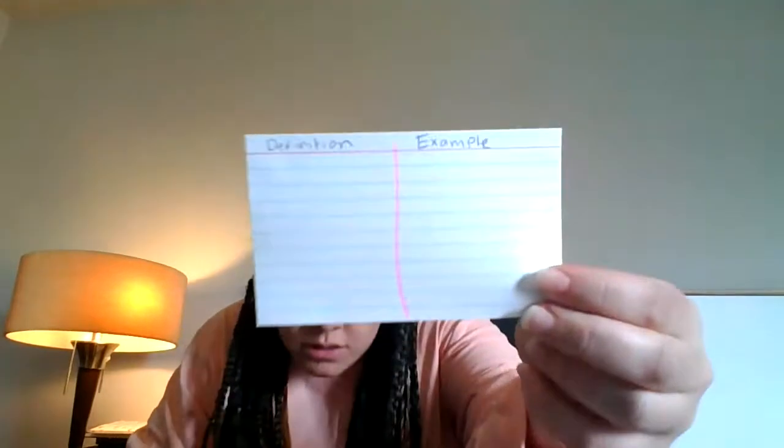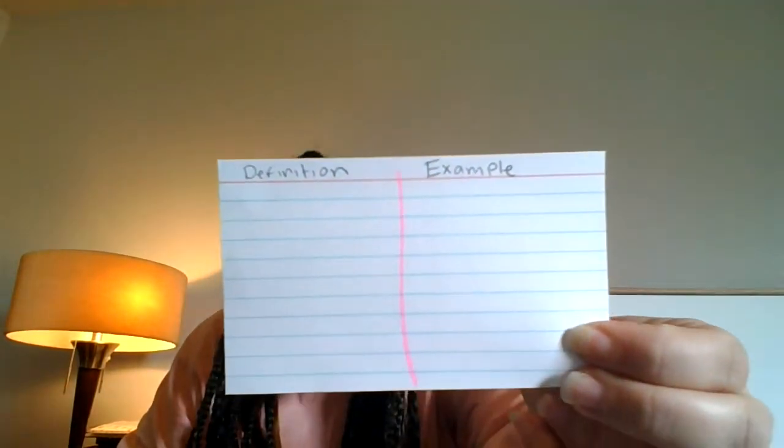On one side, you're going to write down at the very top, definition, and then on the other side, it's going to be example. Okay, so it's going to look like that, definition, example. So on the side where it says definition, you're going to write down what the word means. Okay. So I would write down the definition.